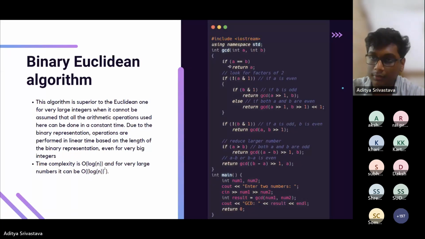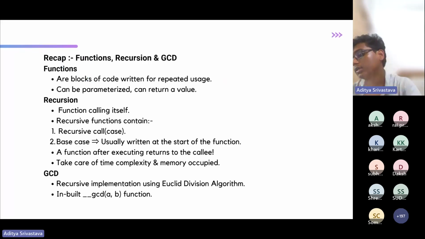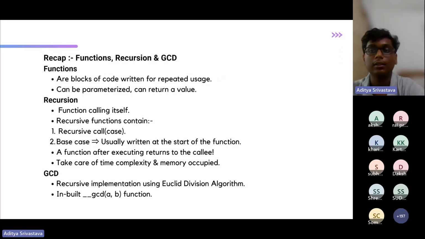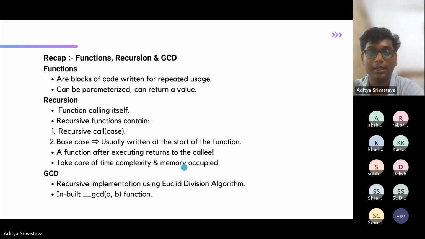We're not discussing this further. So basically the recap is functions, recursion, GCD. Functions are blocks of code which are written for repeated use. We can use recursion a lot of the time as iteration, and many times writing recursion is much simpler than writing iteration. So what does recursion include? It includes a function calling itself. It includes a base case, which is usually placed at the start of the function. And a function after executing returns to the caller, finally.